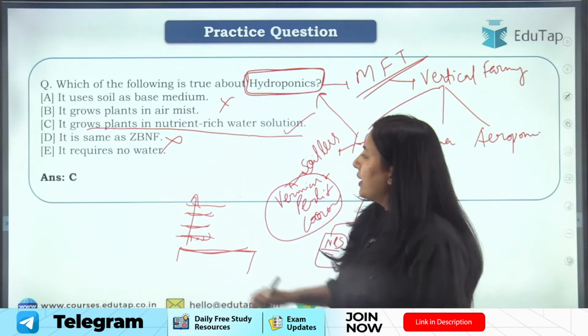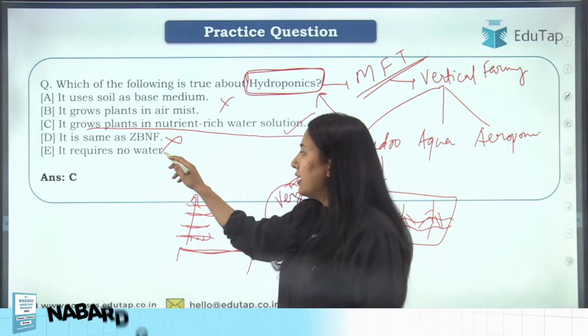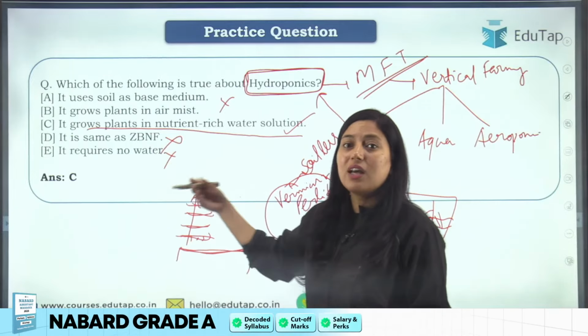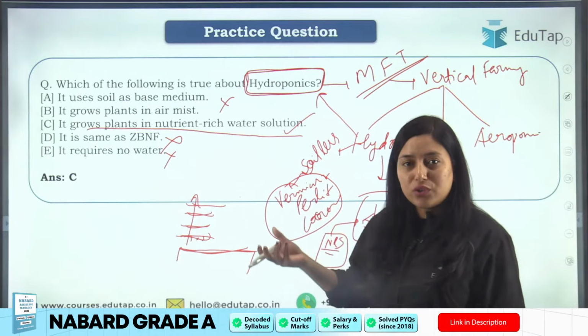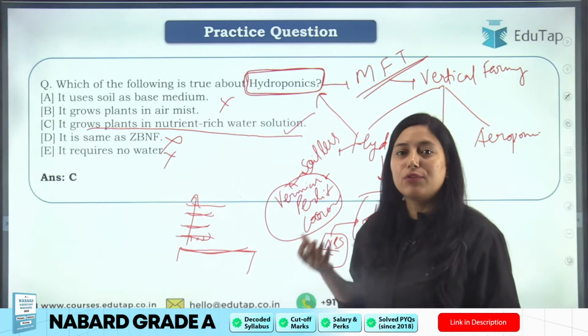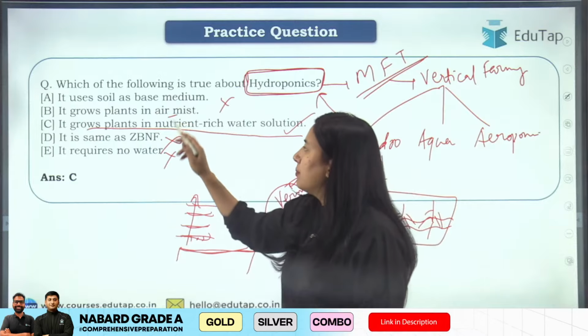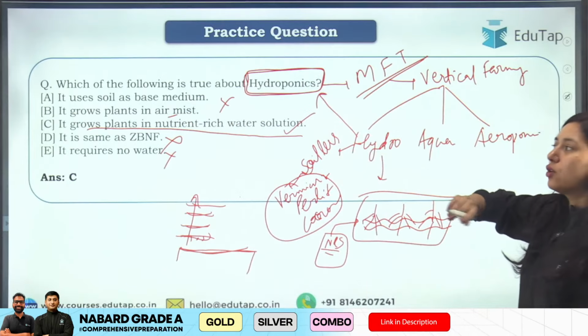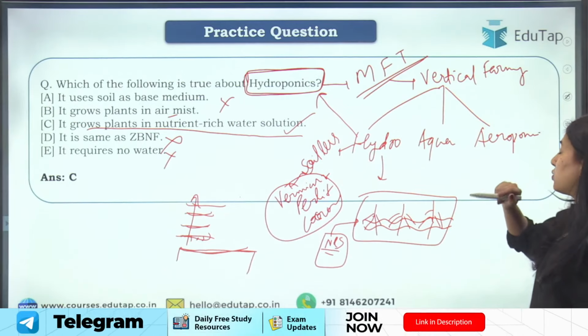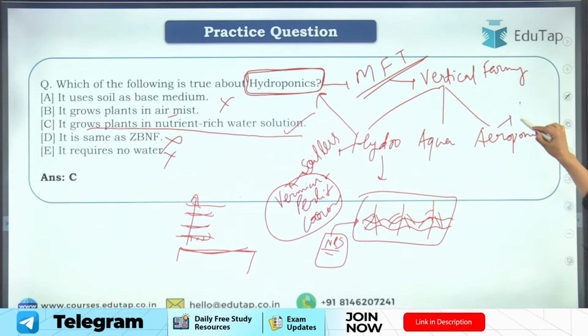Clear? Now next we have it requires no water, so it is incorrect. We require water because water is the carrying medium for nutrients, right? And also water is required for the general growth and development of plant. And coming to the second, which says it grows plant in air mist. So students, that happens in case of aeroponics.